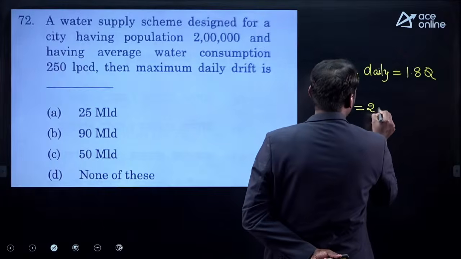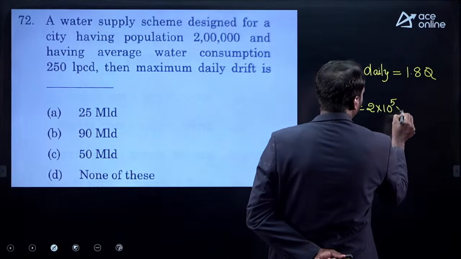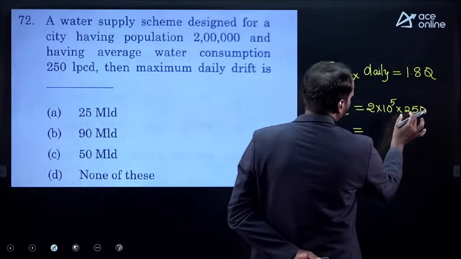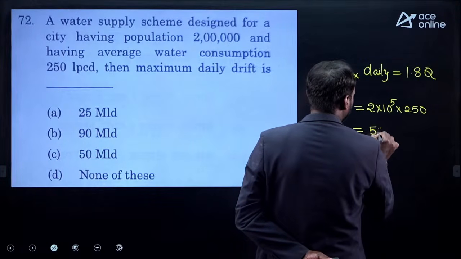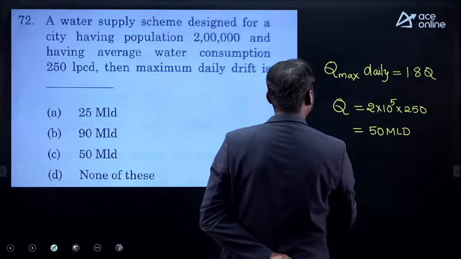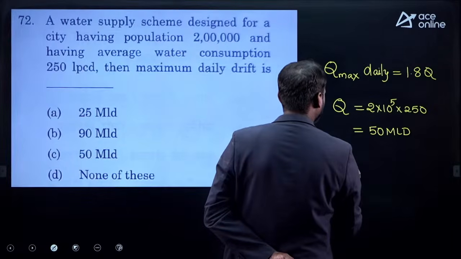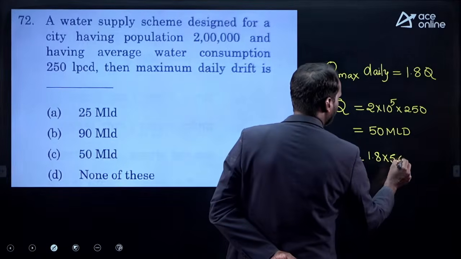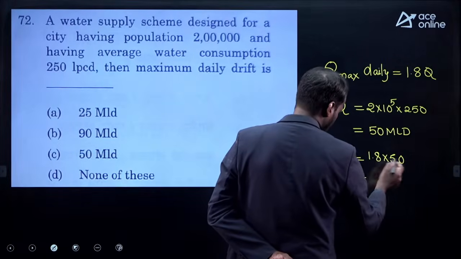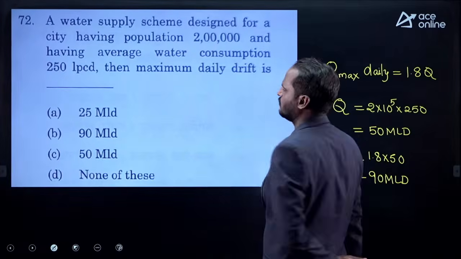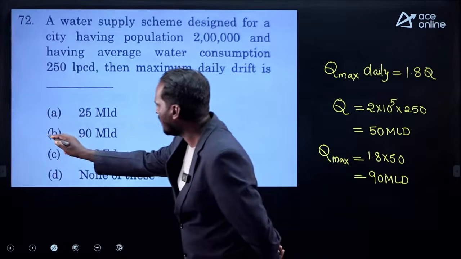2 lakh is the population, multiply with average consumption rate will give you 50 MLD, right, 50 MLD. If 50 MLD is this, you can say Qmax daily will be 1.8 times of 50, 18 5s 90, right. 90 MLD is the correct answer for this question, right. Easy calculation. Option is B.